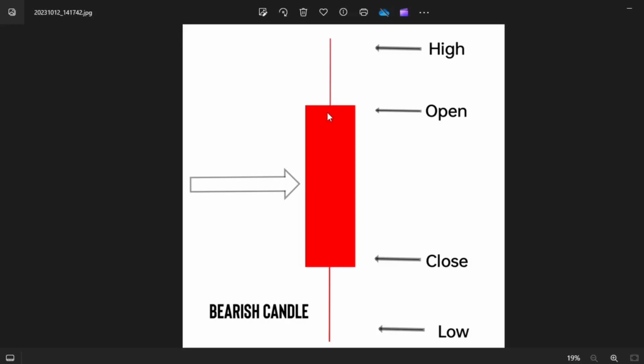The same principle applies. There was a time the market got to this low, but buyers pushed the market back. The market closed at this level. So there's always a fight between the buyers and the sellers in the market. It's a consistent fight.